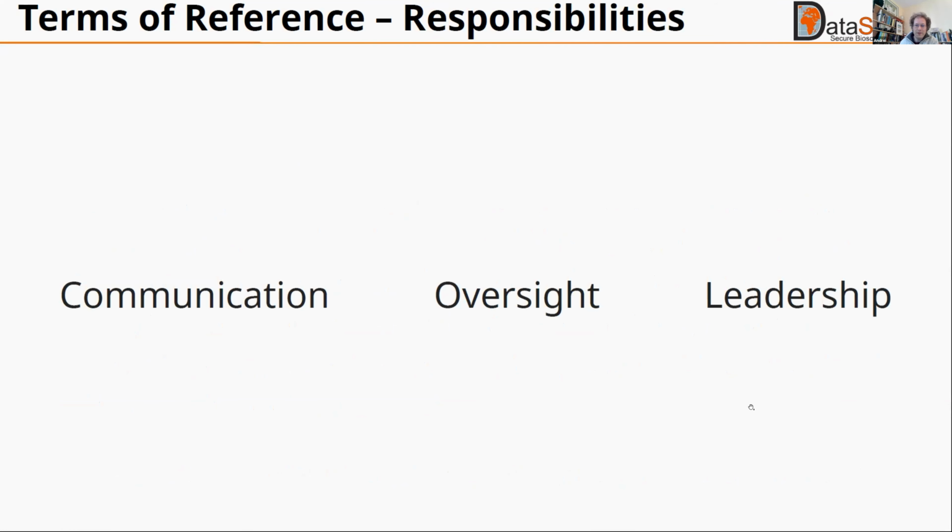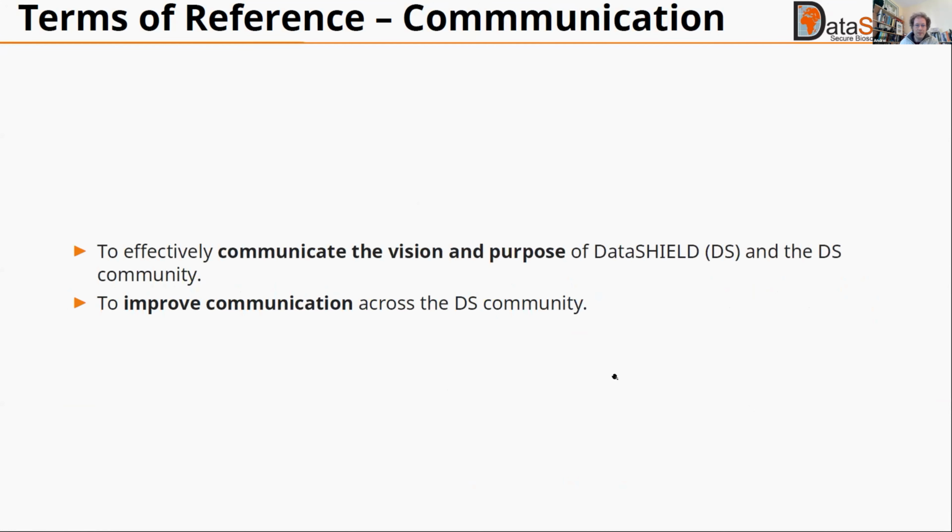In terms of the actual responsibilities, I think there are essentially three areas that we cover, and I've divided them up into communication, oversight, and leadership. And I was thinking about this last night. And so I've got on the next slides the actual responsibilities as they're described on the website under these three themes. So the first one is communication, and the responsibilities of the DAB, the DataSHIELD Advisory Board, are to effectively communicate the vision and purpose of DataSHIELD and the DataSHIELD community, and to improve communication across the DataSHIELD community.